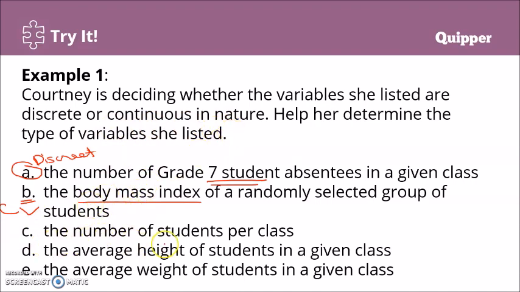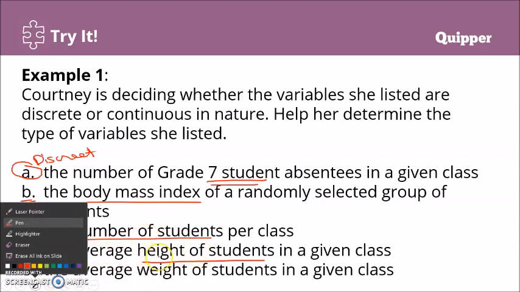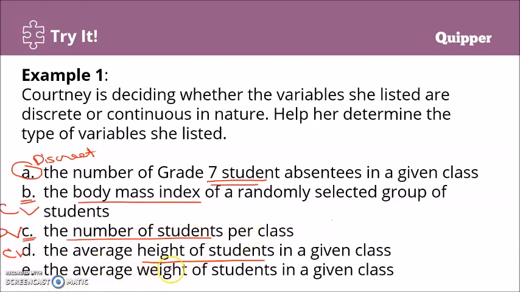Right? Letter C, the number of students per class. So again, just like letter A, wala namang kalahating estudyante. We cannot represent the number of students using decimals. So letter C is a discrete variable. Okay? Letter D, the average height of students. So, pwede siyang decimal. So, this is continuous variable. Ang letter E naman, we have the average weight of students in a given class. So, pwede siyang decimal. So, this is a continuous variable.